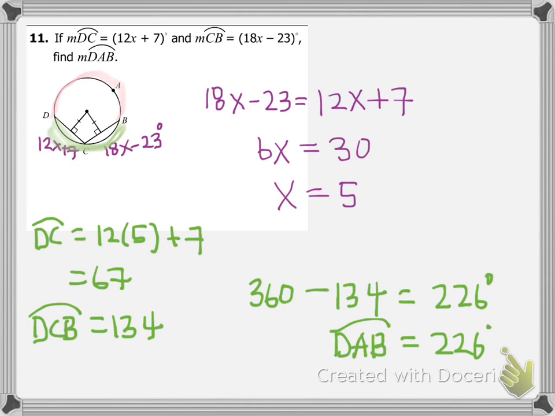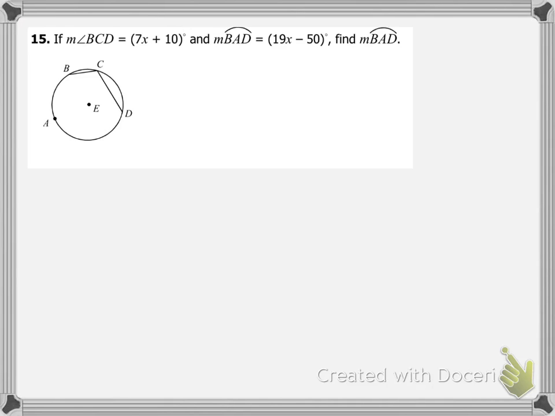Okay, let's do another one here. If the measure of BCD is 7x plus 10, and the measure of BAD, so this arc here, is going to be equal to 19x minus 50, and I know the measure inside here, this angle, is going to be 7x plus 10.